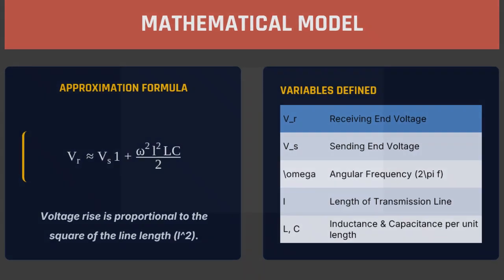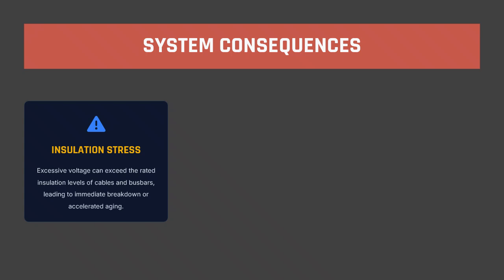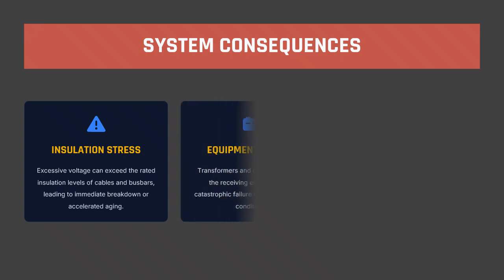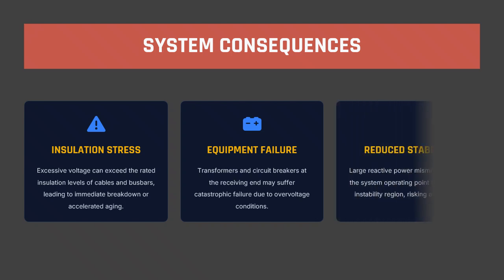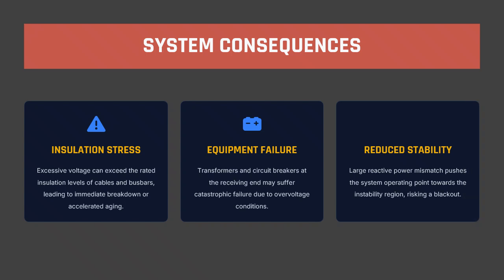System consequences. The Ferranti effect isn't just a curiosity. It presents severe dangers to the power system. 1. Insulation stress. The excessive voltage can exceed the dielectric strength of system components, leading to accelerated wear or outright failure of insulation in cables and busbars. 2. Equipment failure. Overvoltage is a direct threat to capital equipment. Transformers and circuit breakers are particularly vulnerable to catastrophic damage at the receiving substation.